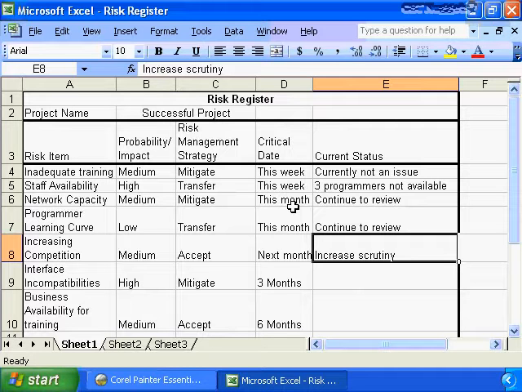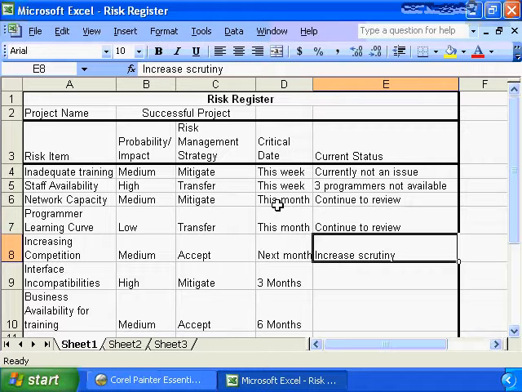Now I have sorted my risk register by critical date. I see that I have the events that are likely to occur that need to be monitored immediately at the top, and then as we go down the risk register, we're seeing the events are getting further and further out in our project timeline. So we need to focus on the top events in our risk register.